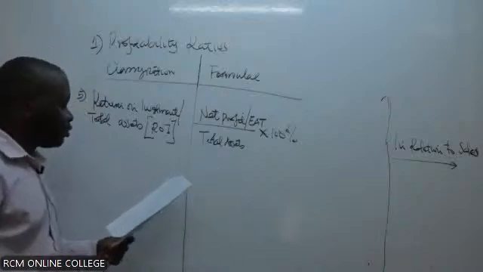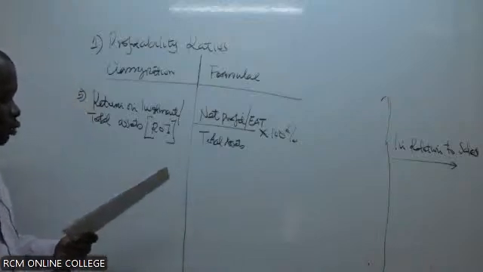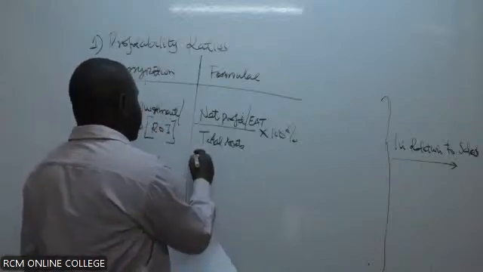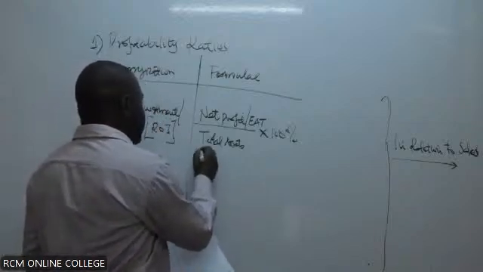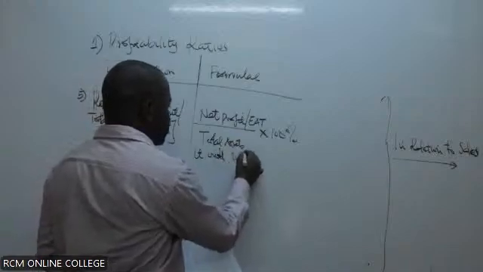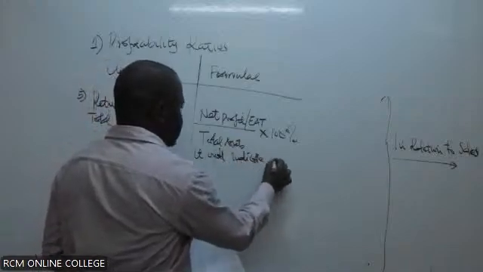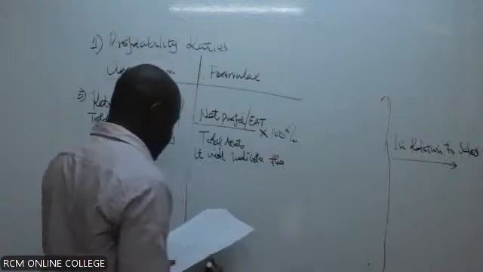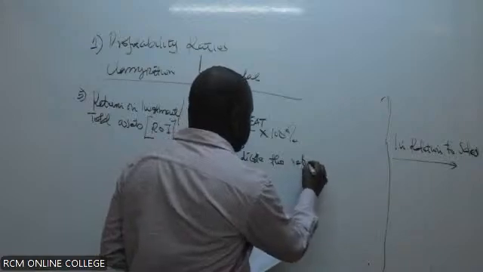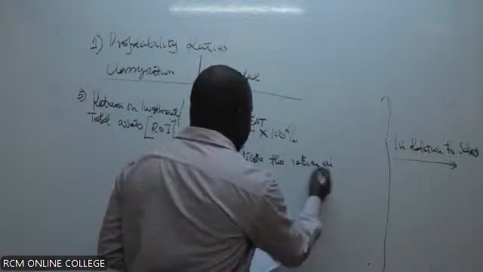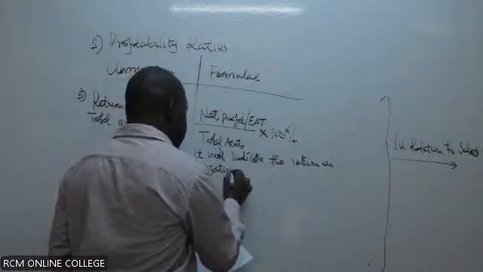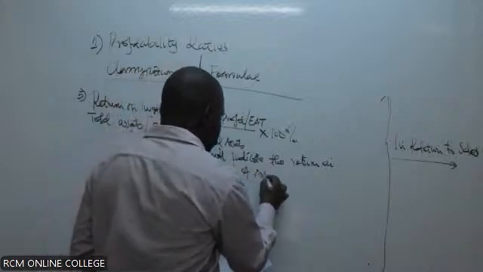So what is the return you're having on the assets? So it will indicate what? The utilization. It will indicate, maybe you can briefly write something here. It will indicate the return on utilization of assets.